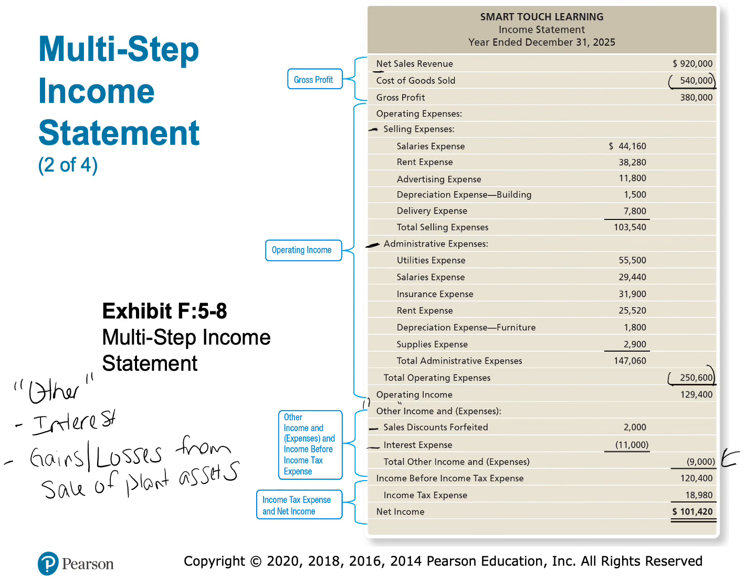So operating income, in this case, minus the other items, gives me income before taxes. Then we subtract out our income taxes, and that gives us our overall net income.